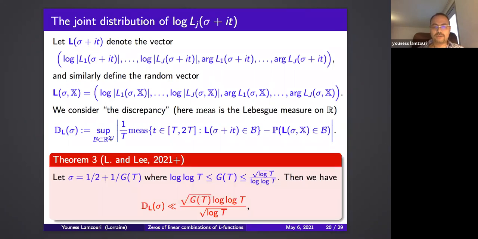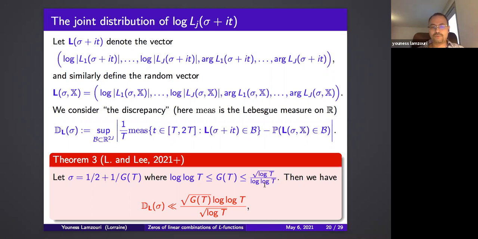And so what we prove here is that in this range, and you can see already that we are away from log T here, we have a bound on this discrepancy, which is a square root of the distance of sigma to 1/2, so square root of G(T) log T divided by square root of log T. So this puts a restriction on G(T): G(T) has to be less than square root of log T divided by log T.